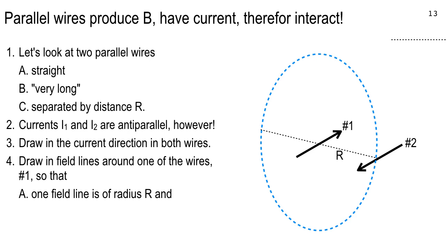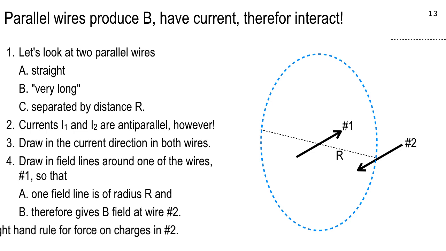You could draw a field line in there; it's perfectly fine. Then your next one might be a little bit further out, and even further out, because the magnetic field gets weaker as you get away from the wires. Now, this is not for any other wire; it's only for number 1. What this does is allow us to figure out the direction of the magnetic field at wire number 2.